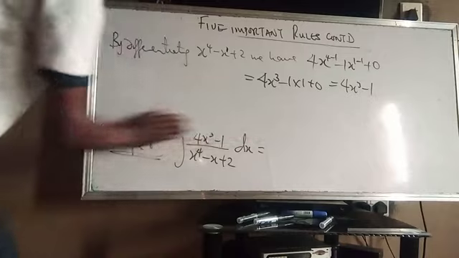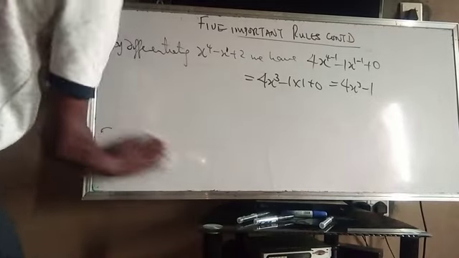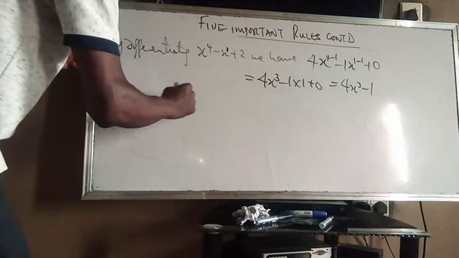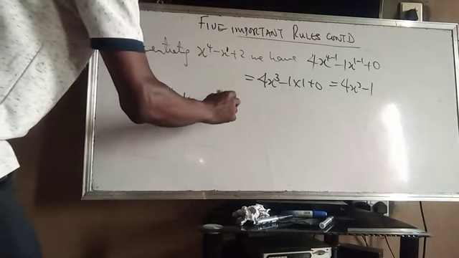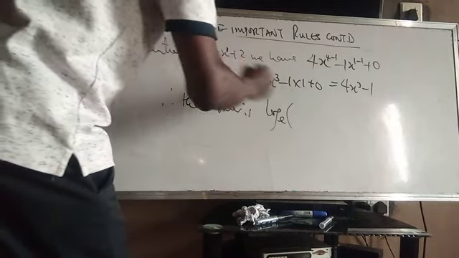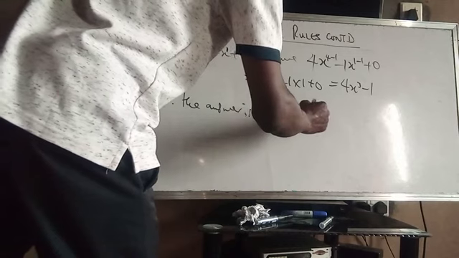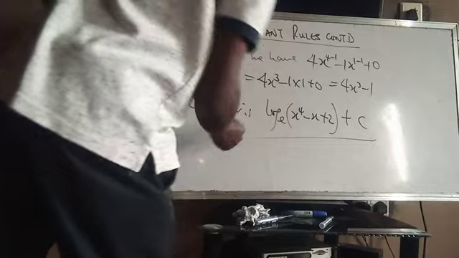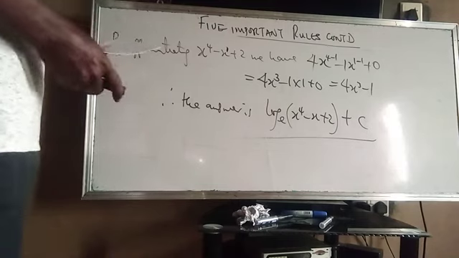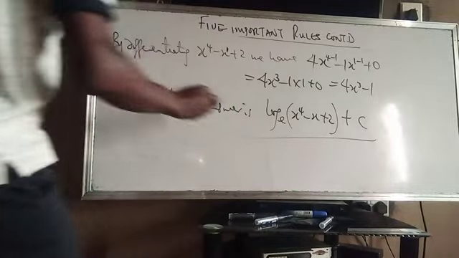So our answer now is, we don't have to stress ourselves again. Therefore, the answer is log of the denominator that we differentiated, x raised to power 4 minus x plus 2, plus c. You have to have a c. That's all. I will give us one more example, but that is it. Let's try another example.